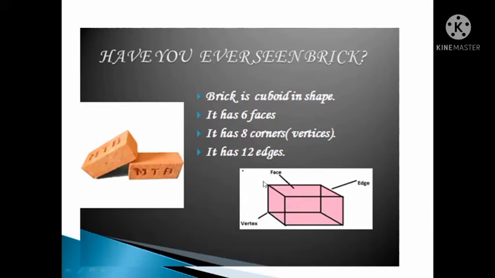What is the meaning of corners? A corner is a joining point of edges. See here, in this corner, 3 edges are joining together. So this is a corner. Here also 3 edges are joining together. This is also one of the corners. So 1, 2, 3, 4, 5, 6, 7, 8. There are 8 corners in the brick.